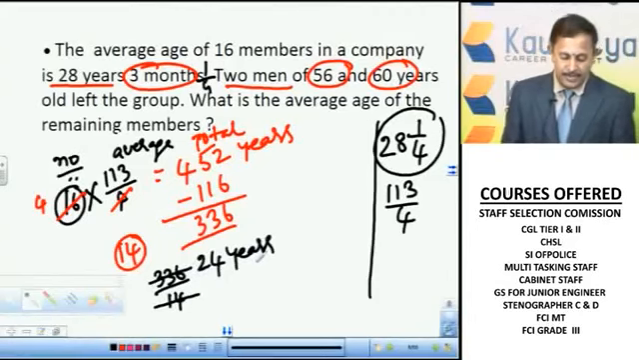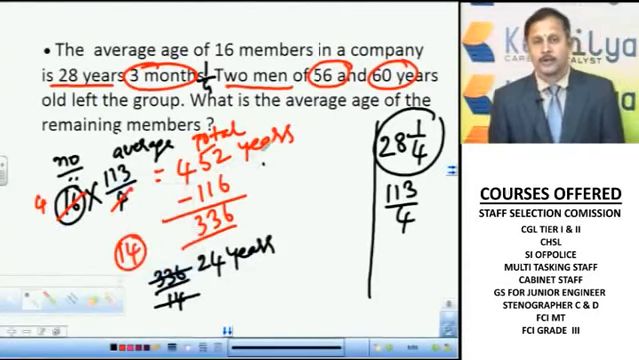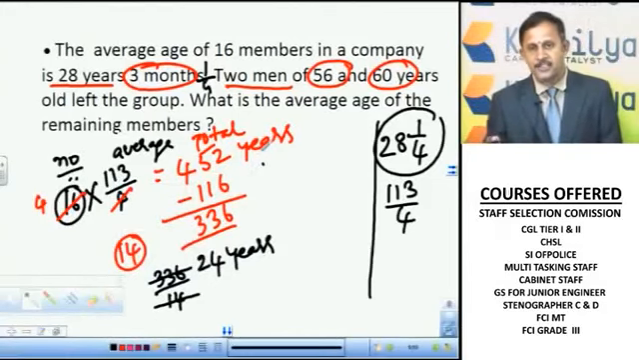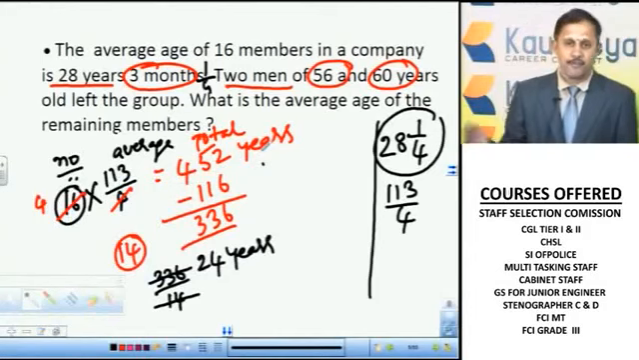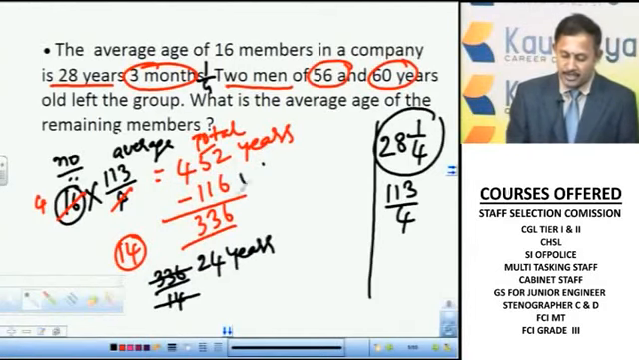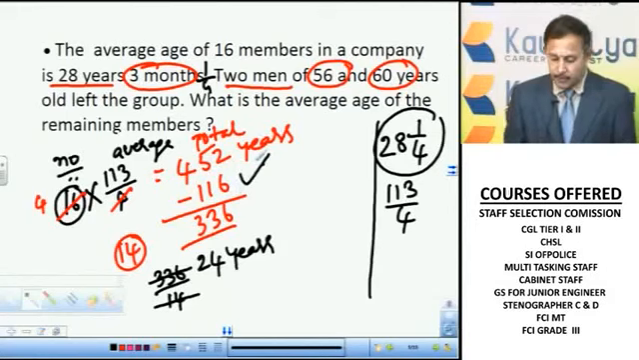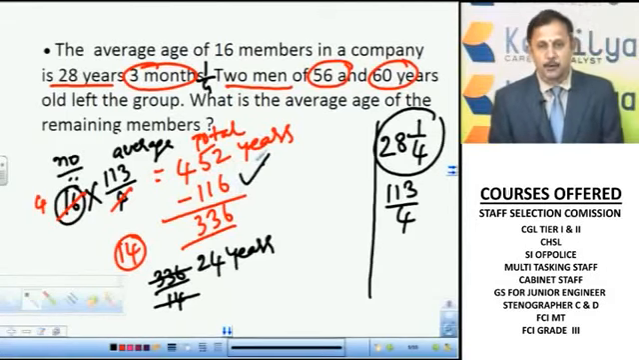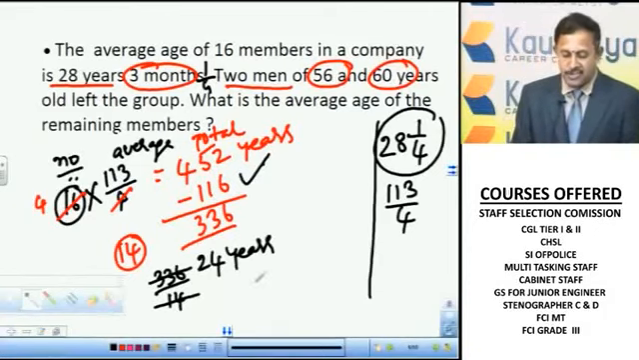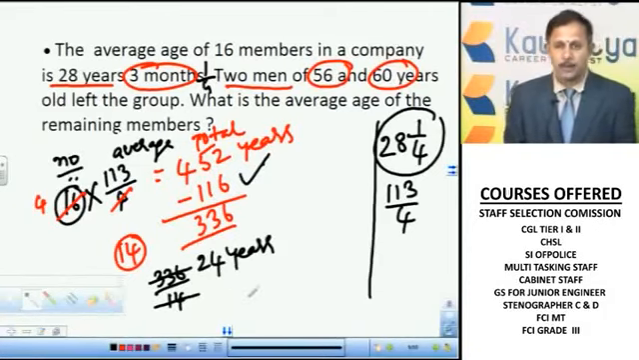So 16 is the strength, number into average 452, that is the total, and out of 452 we can delete 56 as well as 60, because these 2 members they left the group. So 452 minus 116, that is equal to 336. 336 is the total for the remaining 14 candidates. So average is equal to total by number. So therefore 24 years, that is the average age of the remaining members in the group.